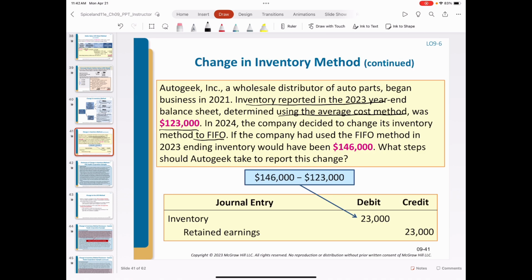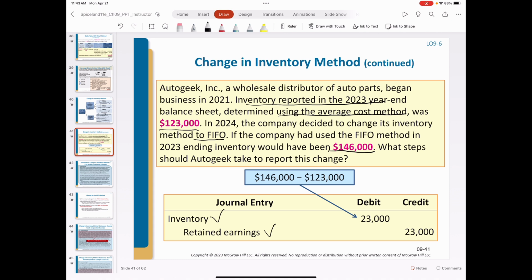The value of FIFO inventory was $146,000. The balance of inventory will increase. So we debit the difference, $23,000, to the inventory account and credit retained earnings. This is the journal entry just for the current year when the method changed.